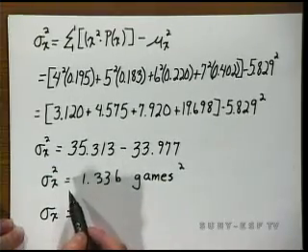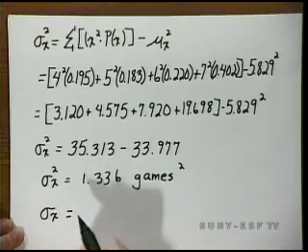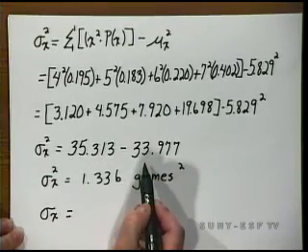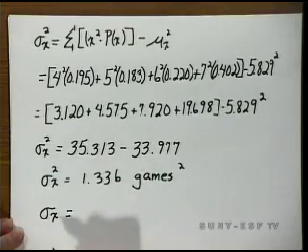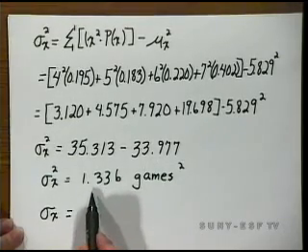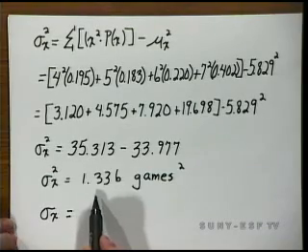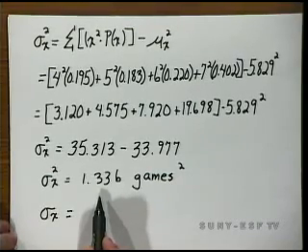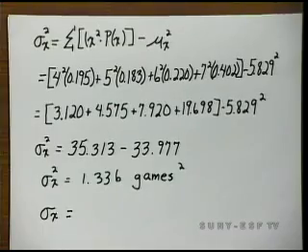This resolves into 35.313 minus 33.977. The variance of this random variable x is then 1.336 games squared. Now, while this is a useful statistic, the units are squared, and it can often be difficult for us to understand that.